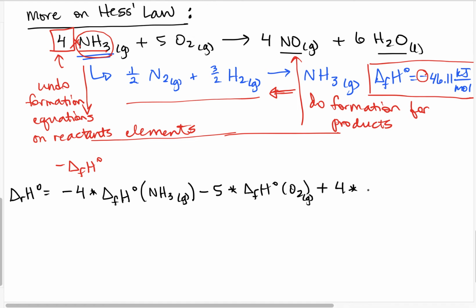So we're going to make 4 of these nitric oxides, and we're going to make 6 waters. So we're going to have 6 times the formation enthalpy for the water. Okay, so let's look up those numbers. You can pause the video now and use the thermodynamic tables and look up numbers for these, and then you can double check it with me in a minute.